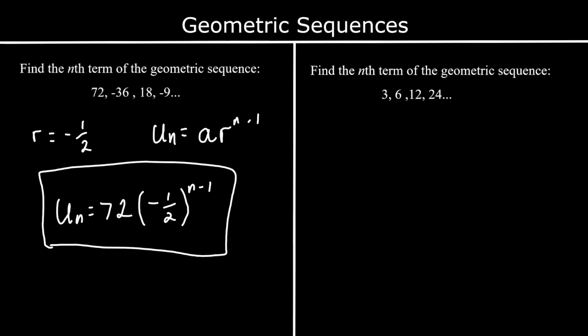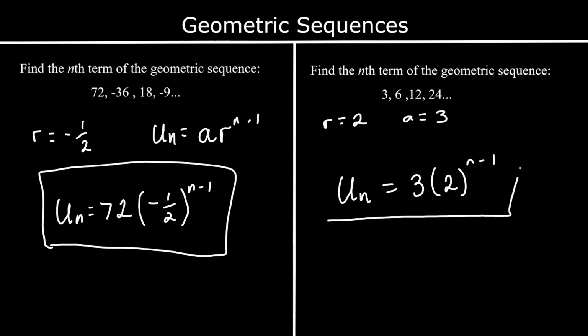So this time the common ratio, how would you get from 3 to 6, 6 to 12 and 12 to 24? We're multiplying by 2 each time. So the common ratio is 2. The first term is 3. So the nth term is a times r to the power of n minus 1. 3 times 2 to the power of n minus 1.